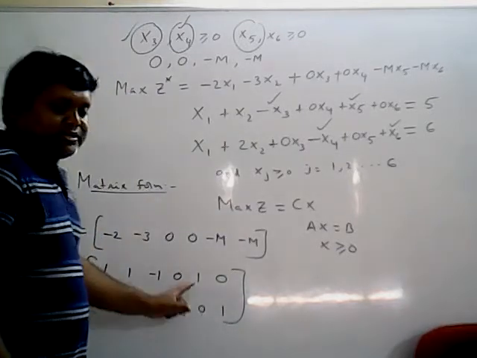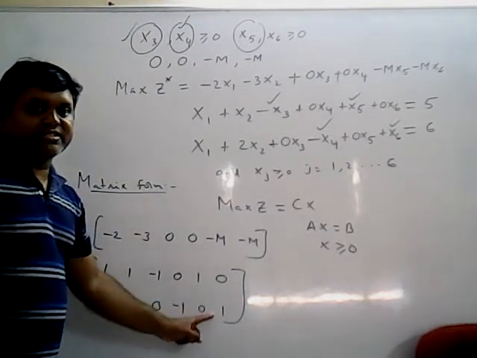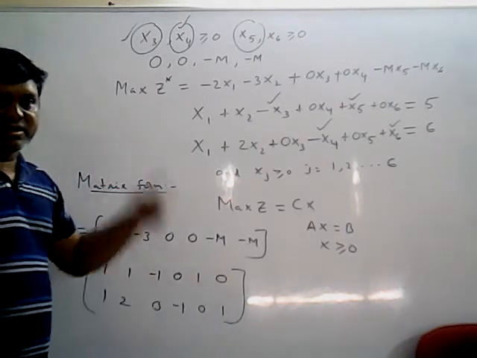Okay. Why do you have to get a unit matrix? Because these elements only enter into the basis. 1 0 enters and 0 1 enters. Already you have done the simplex method.